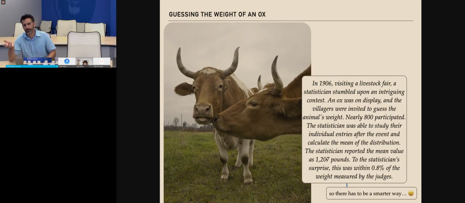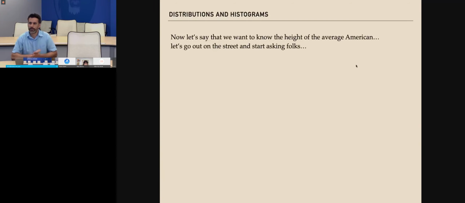And you didn't have to ask experts either. These are just villagers. And so there has to be a way for us to get at estimates that are much more accurate with smarter ways. And so this is the idea of statistics and why it's useful to try to determine averages and other quantities. And so to do that, what we're going to do is determine distributions of data, and we're going to take averages of those data, and we're going to display them using histograms.